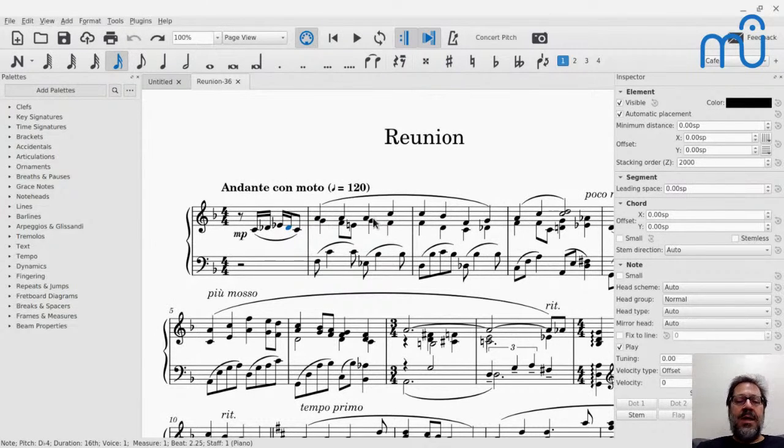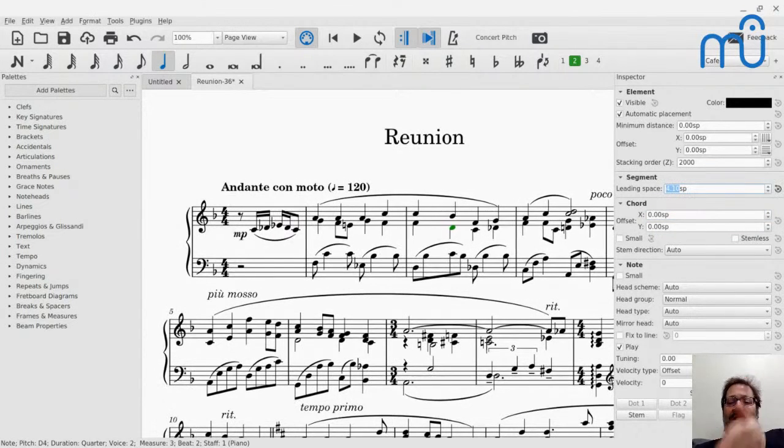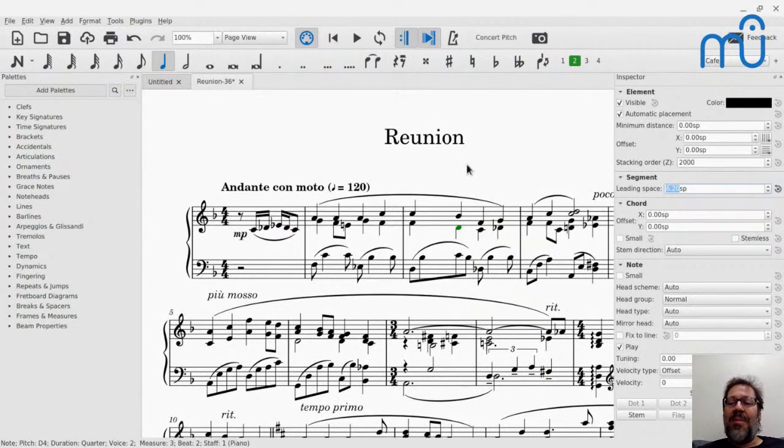The difference, by the way, is going to be more obvious if I try to adjust this note here. If I adjust the chord offset, only that note moves, right? However, if I adjust the leading space, you'll see it affects that entire slice of time. That's what a segment is. A segment is a slice of time. So it affects this whole vertical slice, all the notes that happen at that same time.